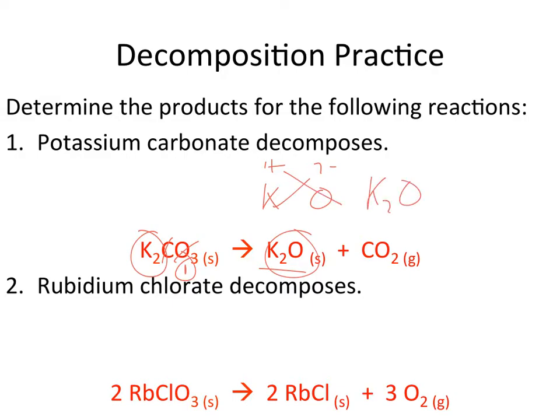Rubidium chlorate decomposes. So when chlorate decomposes, it's a metal chloride and an oxygen. So here we have our oxygen, we have O2 there. Okay? And our metal chloride here, well, if it's a metal and a chloride, we have rubidium as our metal and chlorine as our chloride. This is going to be 1 plus, this is going to be 1 minus, cross, and we get RbCl.